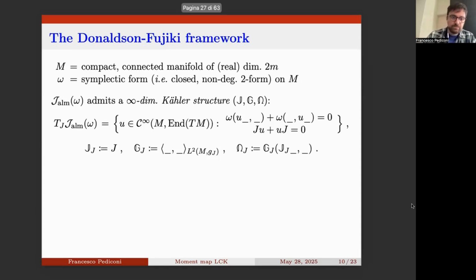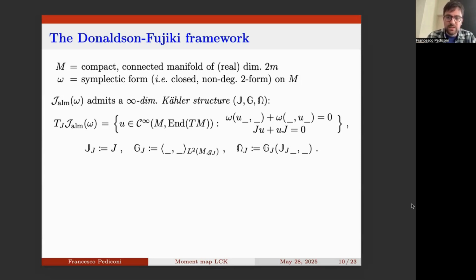it turns out that this space of almost complex structures admits a natural tautological Kähler structure, which is defined as follows. First of all, you look at the tangent space of this manifold at a fixed point, where with a point I mean an almost complex structure. It is easy to see that this tangent space can be identified with the set of those endomorphisms of the real tangent space of the manifold that verify some compatibility with omega and with J. In particular, you ask that these endomorphisms U, which correspond to a tangent vector, anticommute with J, and are skew symmetric with respect to omega.